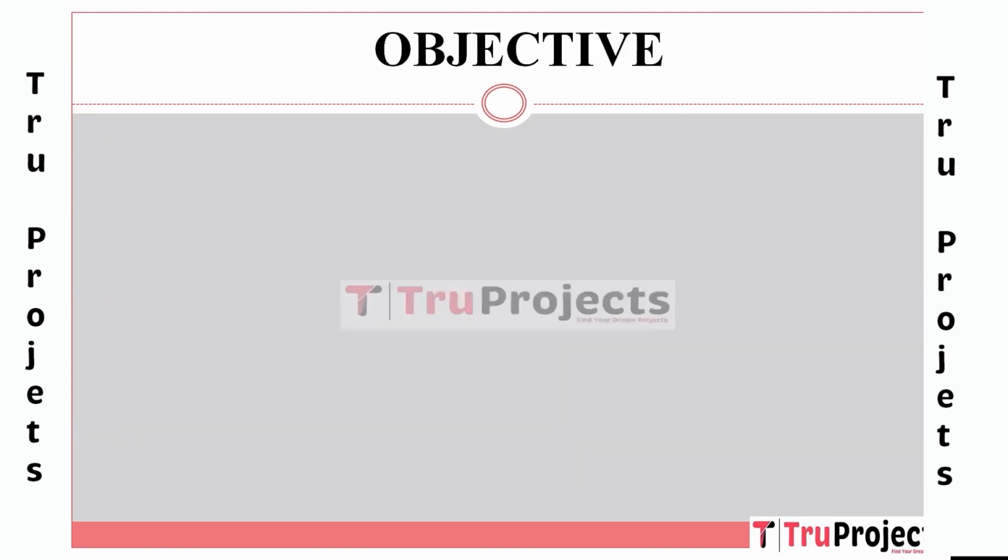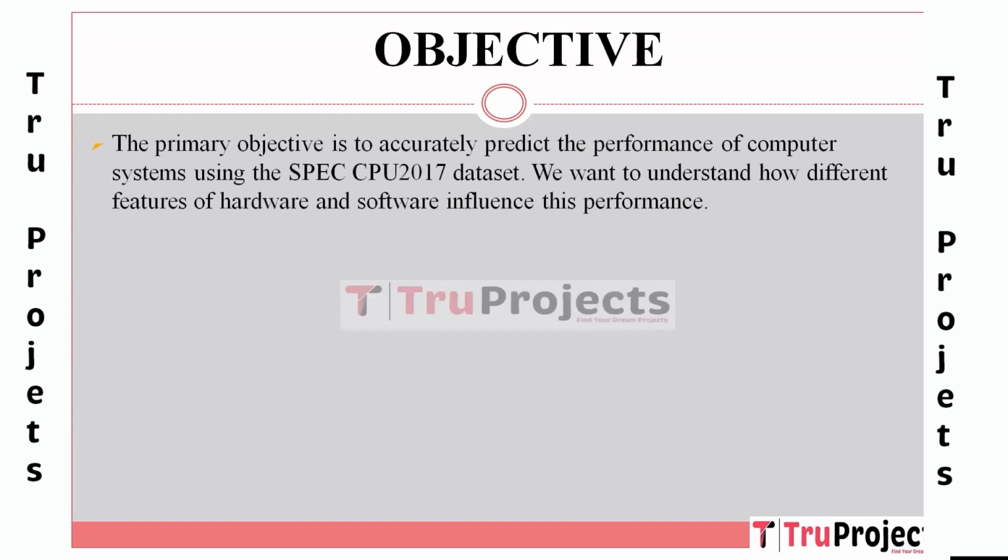Objective. The primary aim is to create precise predictions of computer system performance using the SPEC CPU 2017 dataset. By analyzing this dataset, the project seeks to comprehend how different hardware and software features influence system performance. This understanding is critical for designing systems that perform optimally based on their configurations.